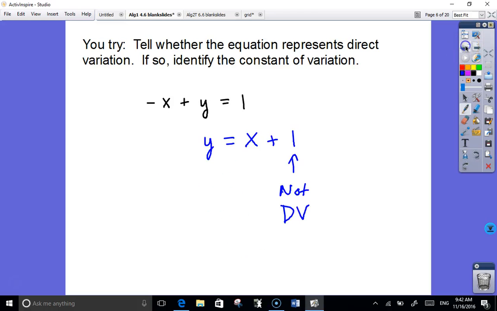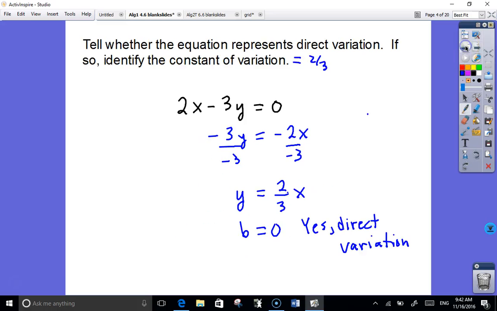Actually, you did 3, and then I did 2. So before you ever solve, you can tell whether it's going to be a direct variation. If the only constant you see on the right side is a 0, that's going to be a direct variation.